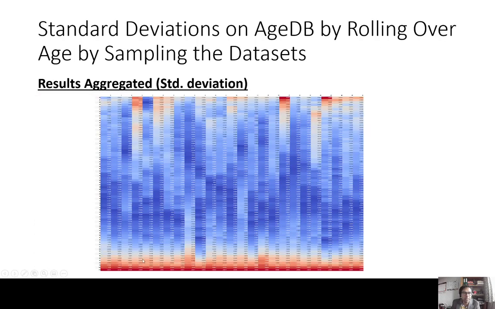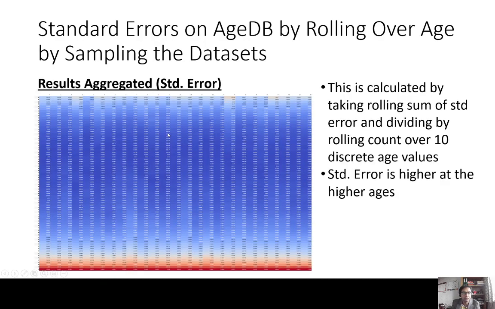Then this is standard deviation, which is almost the same. This is standard error. So standard error is actually higher, a drift at the edges, at the higher ages when you get older, and a little bit higher than the middle ones on the top part. So this is calculated by taking rolling sum. Standard error is higher at the higher edges.